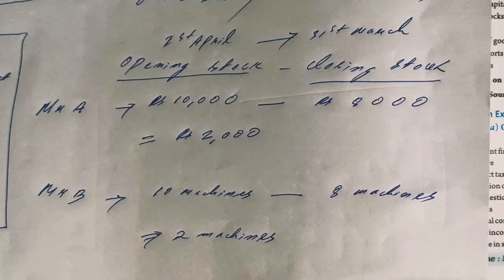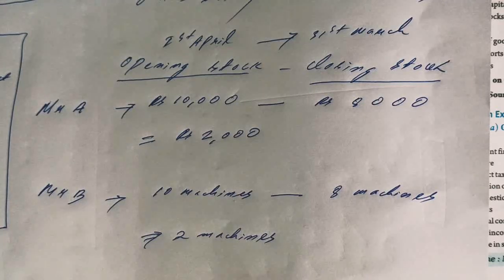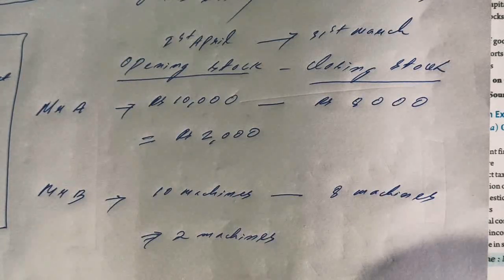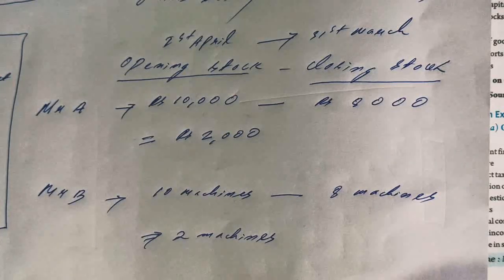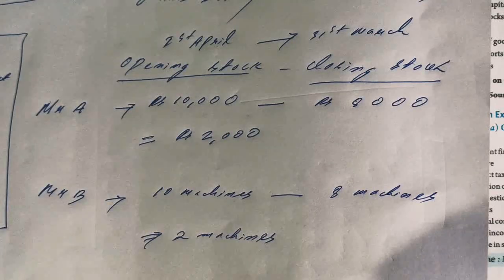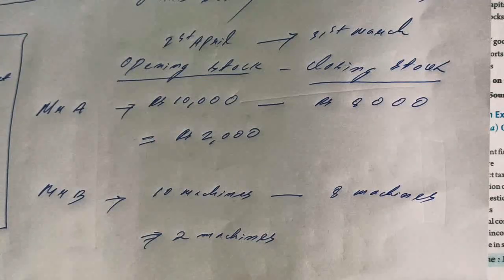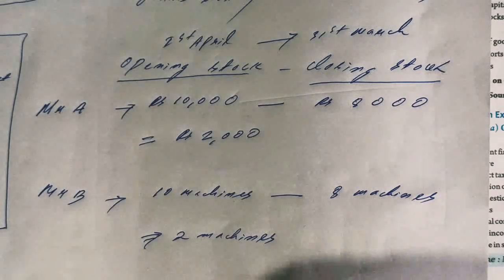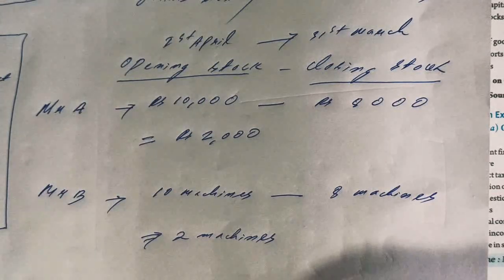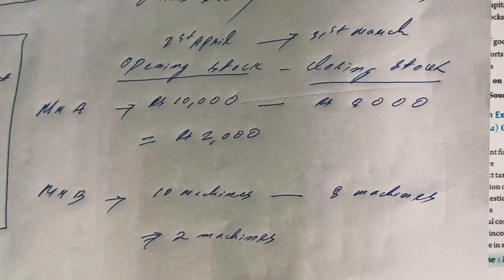Okay, and we have another example. Mr. B purchased 10 machines in the beginning year to make a profit. So that is his opening stock, 10 machines, isn't it? Minus closing stock, which means at the end of the financial year, the number of machines that he sold is 8 machines. That will be his closing stock. So the difference between this is 2 machines. This means these 2 machines are his unsold stocks, isn't it? So this is change in stocks. I hope everyone is clear now, right?